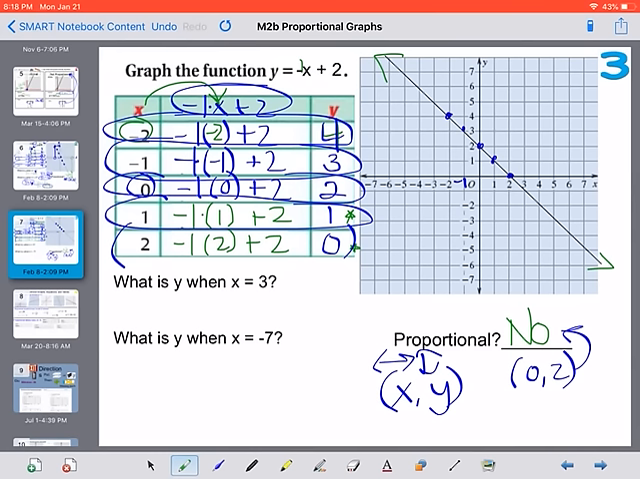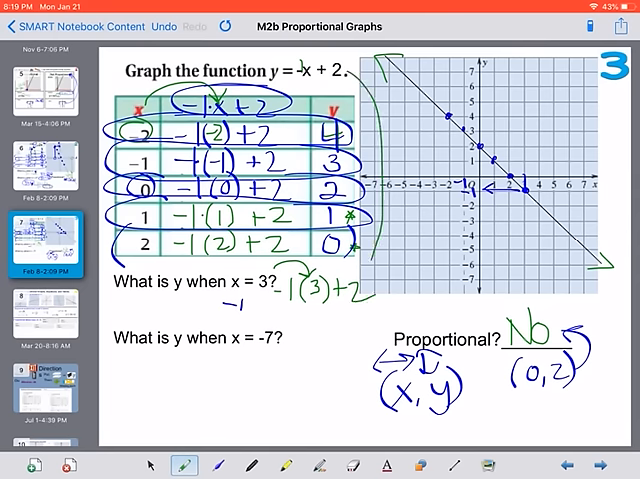It would continue on in both directions. So first, what is y when x is 3? Well, x is 3 is right here, so if we follow that to the line, it would be at a negative 1. Or you can plug it into the equation.